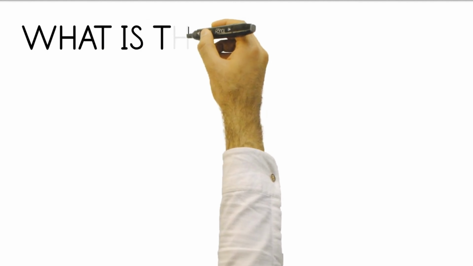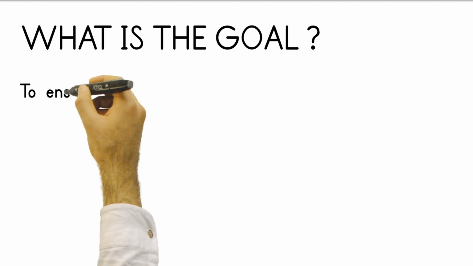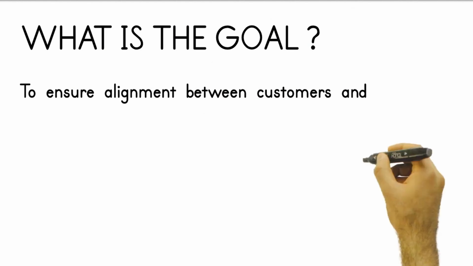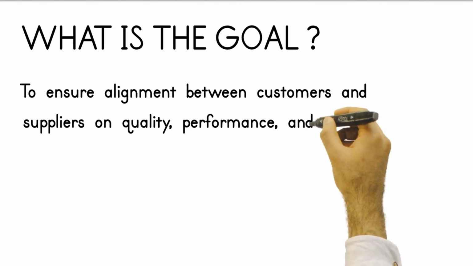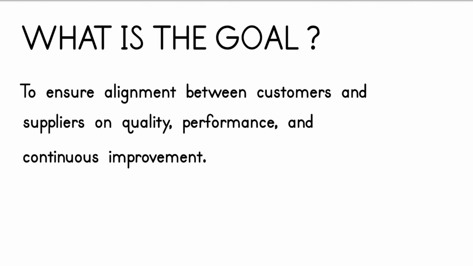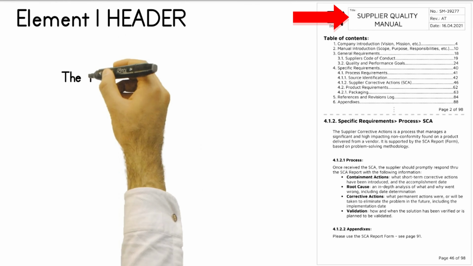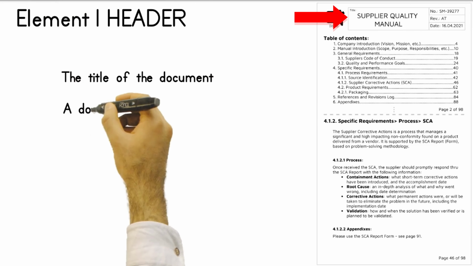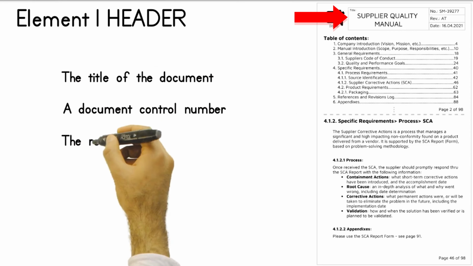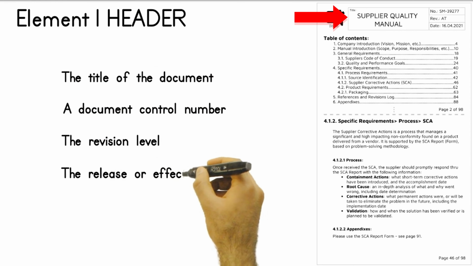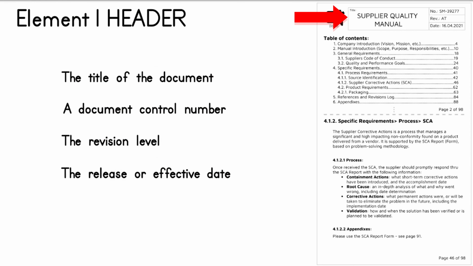What is the goal of the Acceptance Criteria document? To ensure alignment between customers and suppliers on quality, performance, and continuous improvement. Each manual begins with a header. It includes the title of the document, a document control number, the revision level, the release or effective date. This ensures traceability, version control, and alignment across all users.